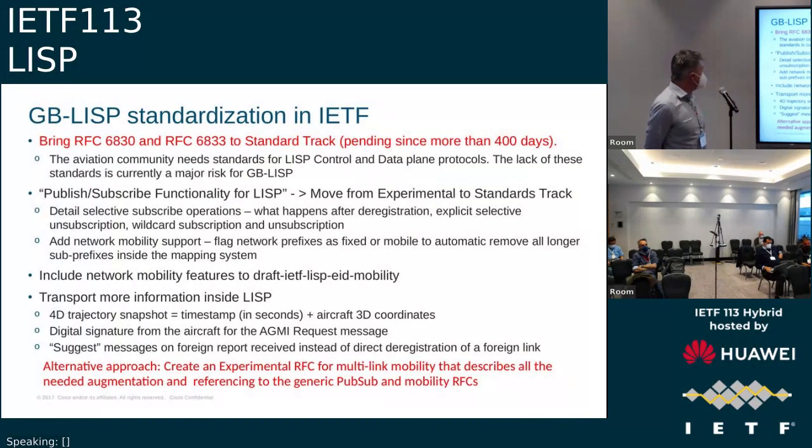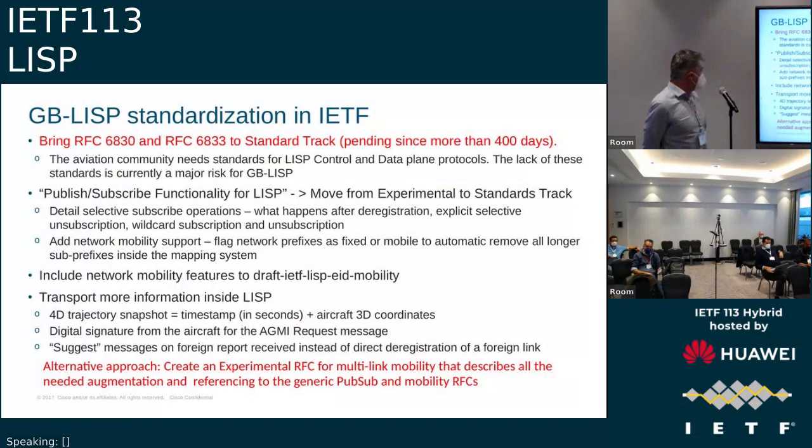And finally, something that would also help us to transport more information inside of LISP. I mentioned the 4D trajectory snapshot. Digital signatures should be forwarded from the aircraft over the ACME to the ground router over the LISP control plane. So if there is an existing mechanism allowing that, that would help to use LISP for that. Otherwise, we have to use an alternative solution for that.